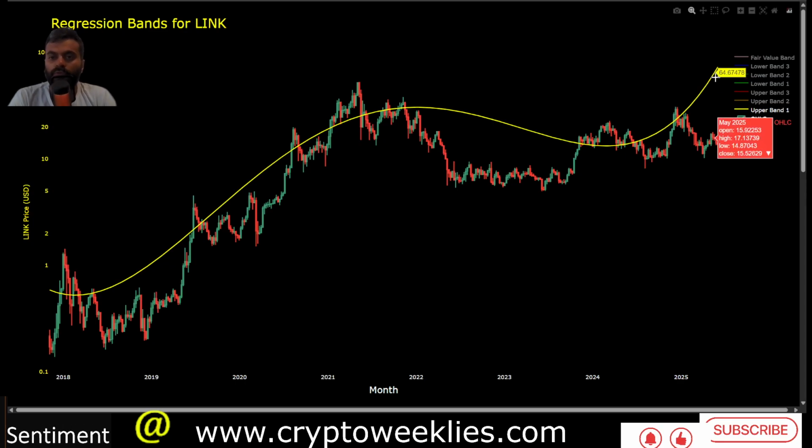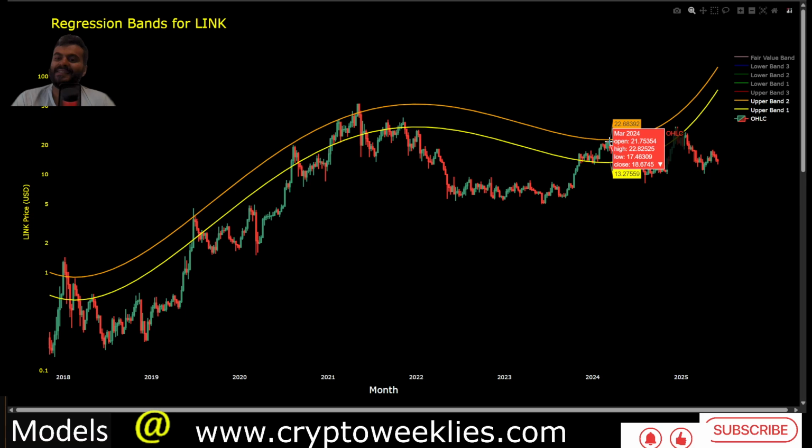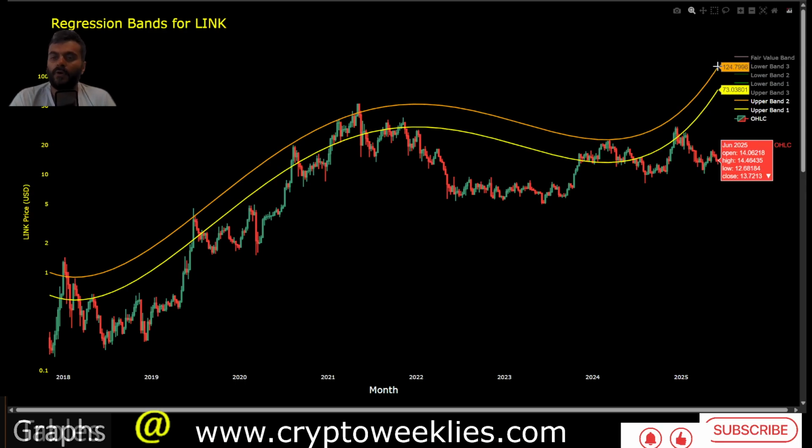So the non-euphoria ceiling per the regression model is coming in at around $73. Anything above $73 is at this point considered lofty valuation. You can see there was an instance in 2024 where the price went slightly higher than the 1 standard deviation, hugged that 2 standard deviation orange line. If that kind of a euphoria ceiling were to occur for Link, the price could be at around $125.